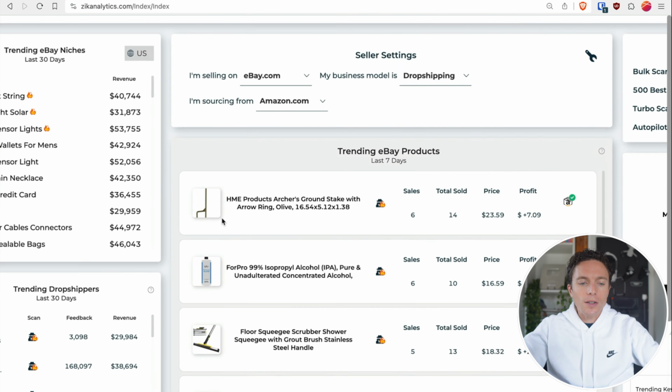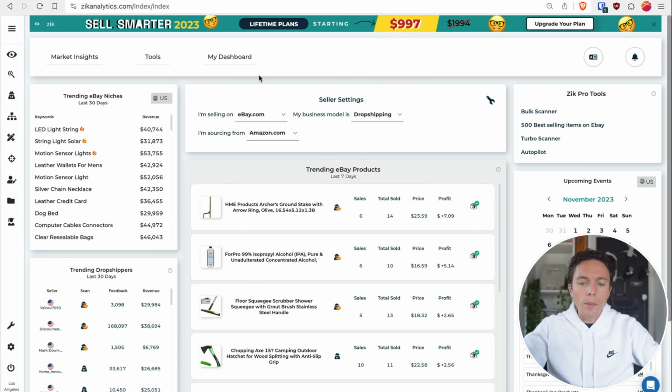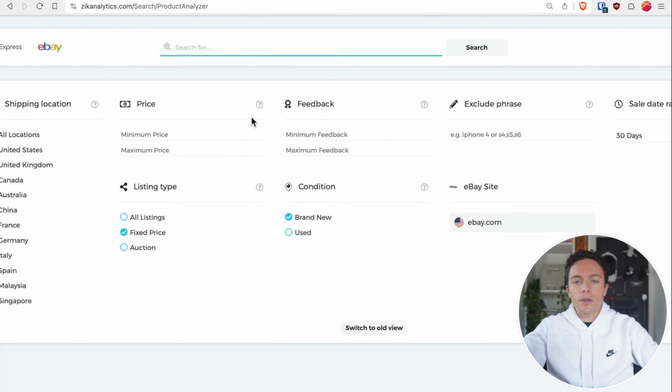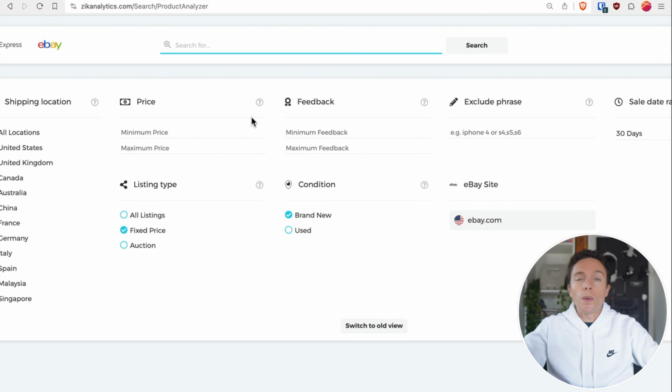All right, so let's jump into the software now. There's a whole bunch that you can do here on the dashboard. We're going to get back to that in a minute, but let's jump into the product research tool here on the left. Because what I like to do is find other people that are drop shipping onto eBay first, so we get a good idea of what products they're selling.